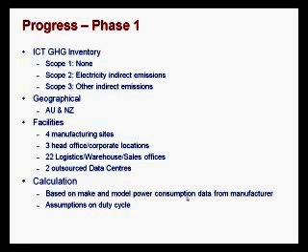In our case, we considered our outsourced data centre consumption to complete our picture. The geographical scope was Australia and New Zealand. Our facilities at that time: 4 manufacturing sites, 3 head office and corporate locations, 22 logistics, warehouse and sales offices, and 2 outsourced data centres. The calculation was based on make and model power consumption data from manufacturers. We made some assumptions also on duty cycle.